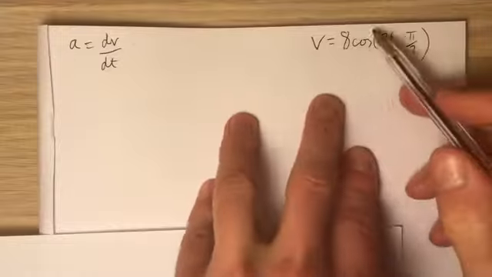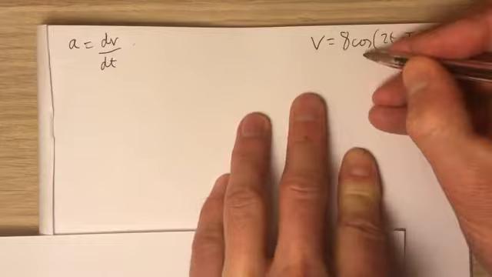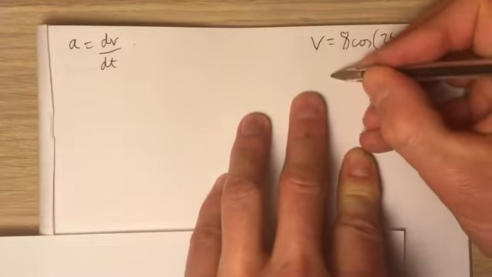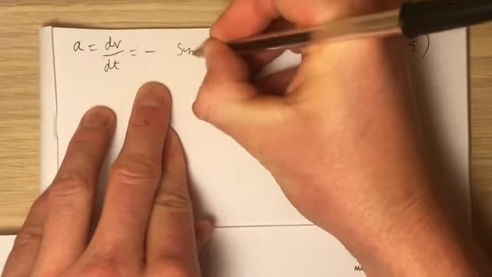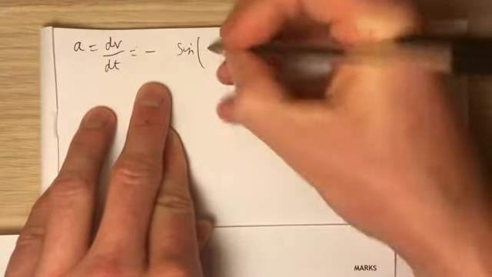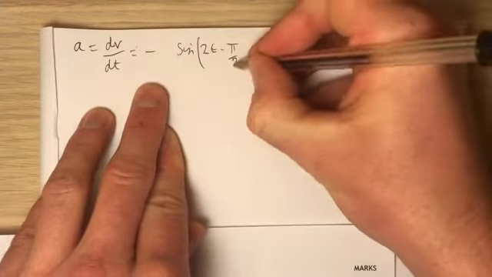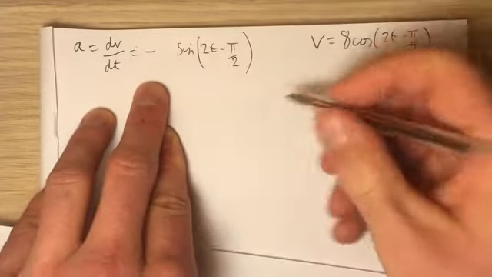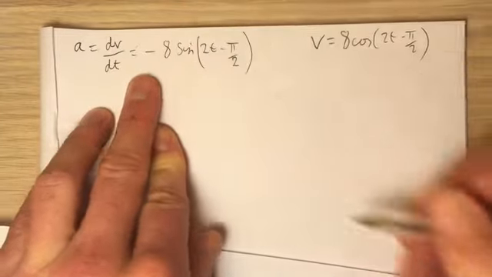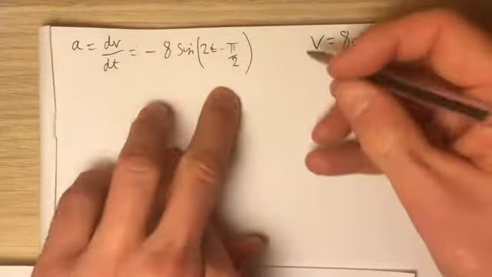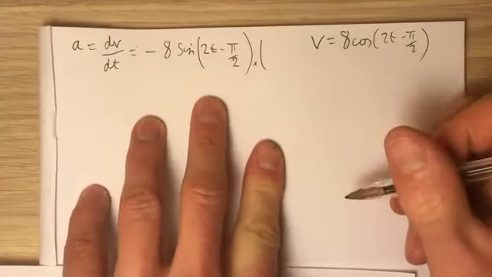So this is a chain rule. Outside function is just 8 cos of something. Differentiate cos and you get negative sine. So what am I going to get for dv by dt? Negative sine of exactly the same thing, 2t minus pi over 2. Differentiate 8 cos and you get negative 8 sine of the same thing. But then I have to multiply by the differential of the inside function, because it's chain rule.